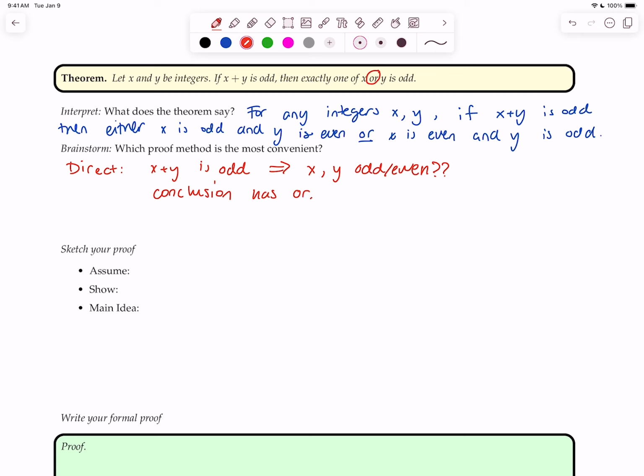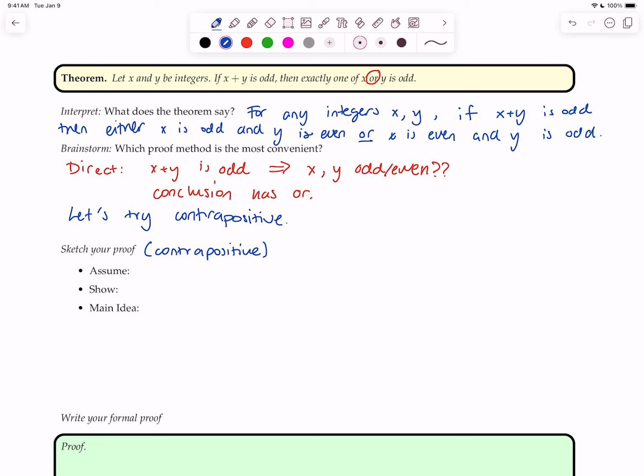So I see the or and I think, okay, maybe this might be a good thing to do with contrapositive, because if we do the contrapositive, the or turns into an and. Ands are typically much easier to work with, especially when they're in the hypothesis. So let's try contrapositive. Now you could also attempt to do contradiction, but contrapositive is a good place to start. Maybe we'll need to go back and do contradiction, but let's just start with contrapositive.